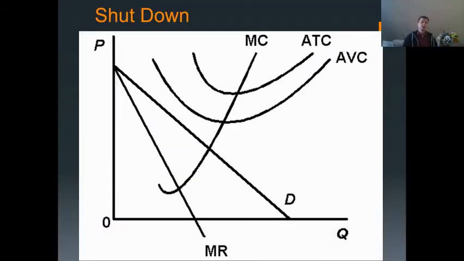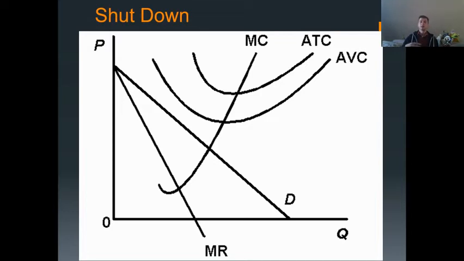Now, can a monopolist shut down? The answer is absolutely. And it's once again found out the exact same way. It's about the placement of your AVC. So if your AVC is above your price, then you shut down. If it's below your price, you continue to produce, even if you're incurring losses. If your ATC is above your price and your AVC is below your price, you continue to produce in order to minimize losses. And it's for the exact same reasons.